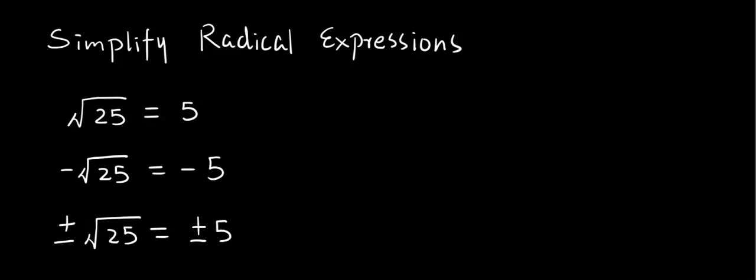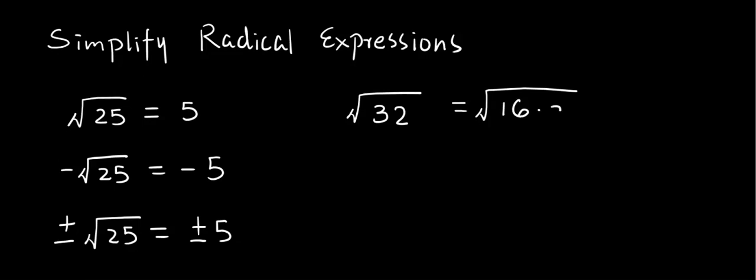Very good. What if you say something that looks like this? It's not a perfect square. It is the square root of 32. This is what we can do. We can rewrite 32 as 16 times 2. Think about it. 16 is 4 squared. And 2 times 2 right here, okay?